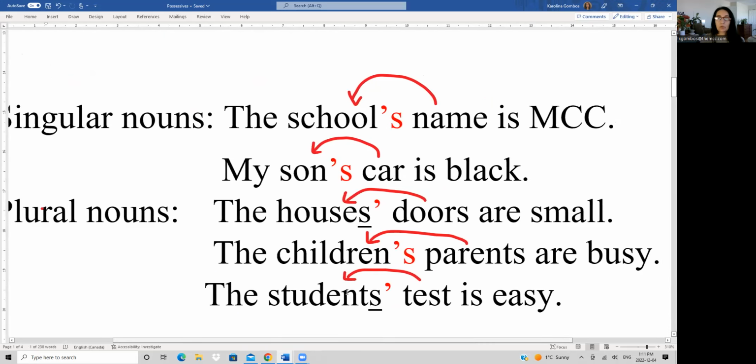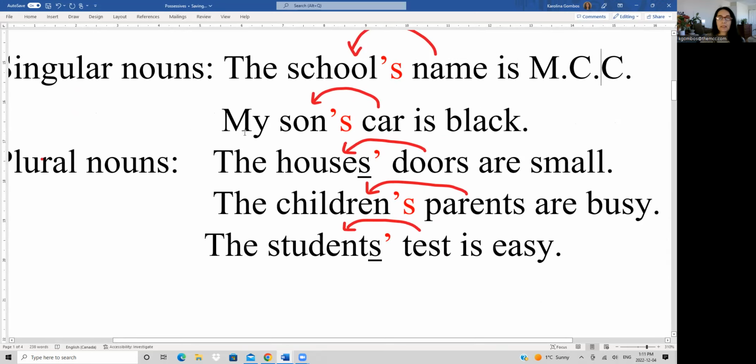I put, the school's name is MCC. So apostrophe S, that means the name of the school. Okay, so the name of the school is MCC. Okay. My son's car is black. What am I talking about? About his car, my son's car. So I have apostrophe S. This one tells everybody that the car is my son's.